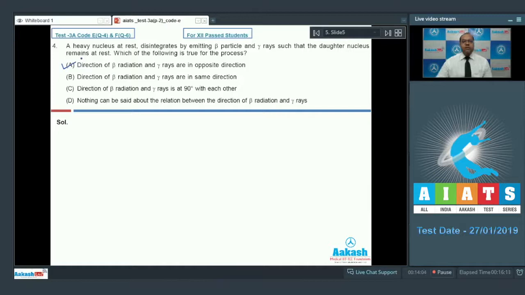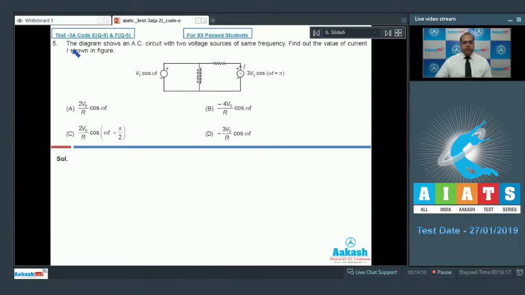Let's move to question number 5. In question number 5, the diagram shows an AC circuit with two voltage sources of same frequency. Find out the value of current I shown in the figure. So we have to find out the value of I in this branch.